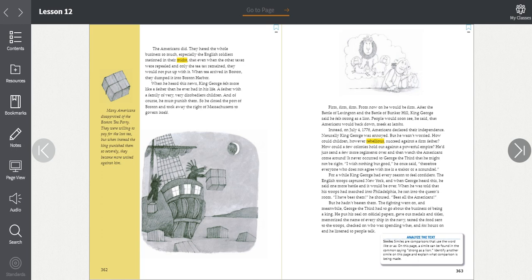Many Americans disapproved of the Boston Tea Party. They were willing to pay for the lost tea. But when instead the king punished them so severely, they became more united against him. Firm, firm, firm. From now on, he would be firm.